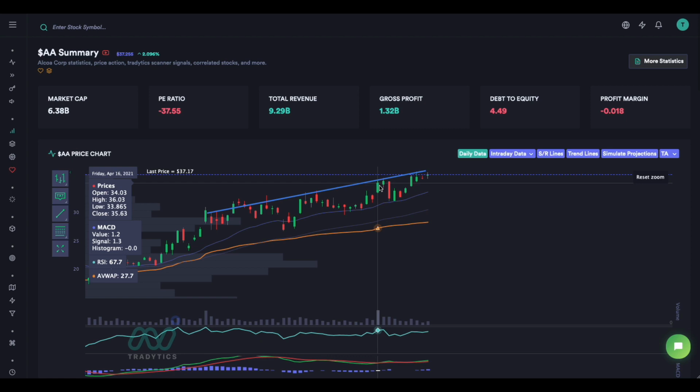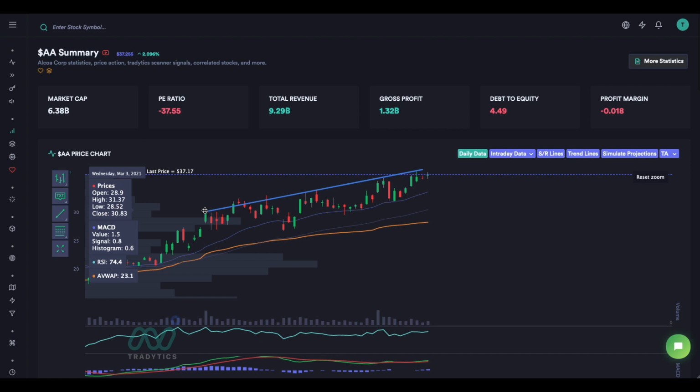So if you entered here or here or here, you can see that you entered on the break of the resistance line, and all of the next 5 candles were positive. So you had pretty decent profits where you went from about 34 or 35 to about 37 or 38. 37.15 is the current price. Now that's a $2 profit per share, and we can see that now that we are on a resistance, we can either partially exit or we can exit our position because the resistance level has reached.